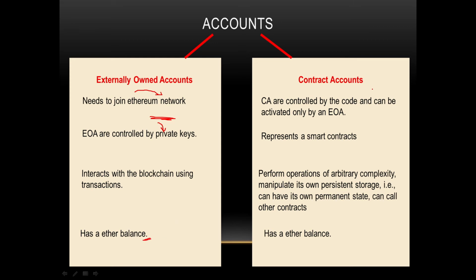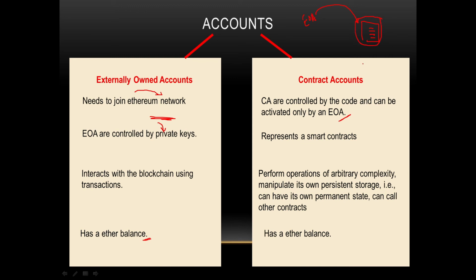Smart contract accounts or contract accounts. Contract accounts are controlled by the code and can be activated only by an EOA. So how this works is that you have a smart contract written. To deploy this smart contract, you will have to have an EOA, which is an externally owned account. Then you will deploy it. Once you deploy it, it acts as a contract account.